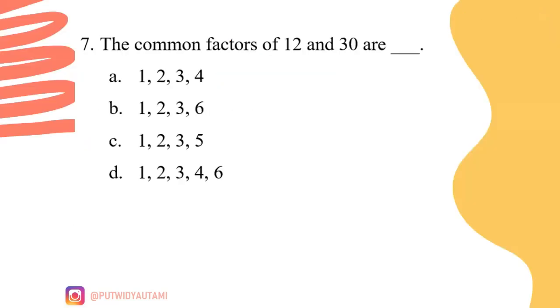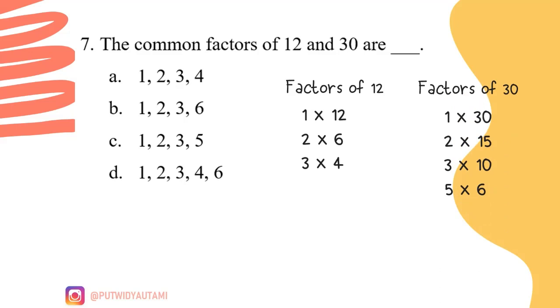Number 7. The common factors of 12 and 30 are... we can list the factors of 12, just like this, and then the factors of 30, these are... and find the common factors of them. Yeah, it's 1, 2, 3, and 6. So the answer is B.